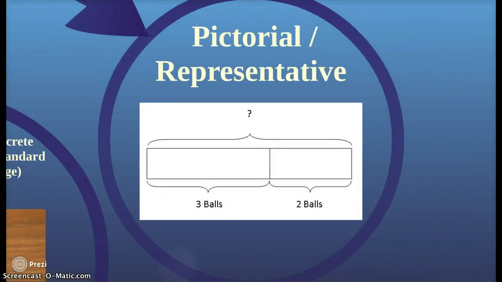The pictorial or representative stage comes after a student has adequately understood the hands-on lessons and can relate them to pictures or representations of the problem. Now the student is transferring their knowledge to a picture representation of the problem. They are using a bar model to add 2 and 3 to find the answer of 5.